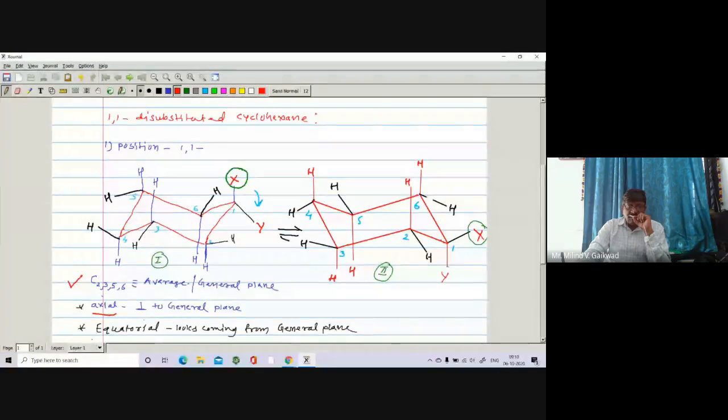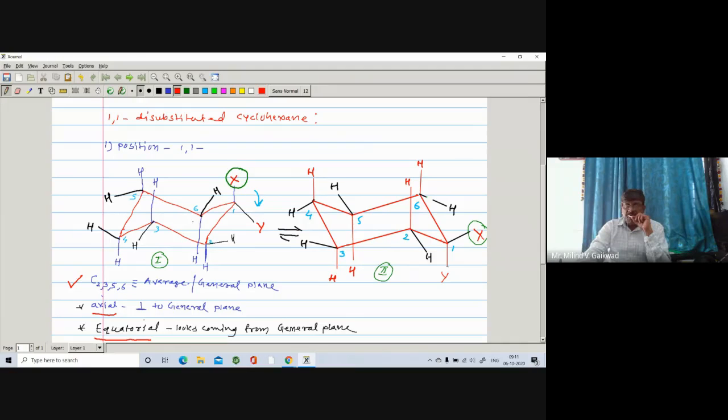Similarly, equatorial bonds are those that look like they are coming out from the general plane. Here if you take the general plane 5, 6, 2, 3, then the bond Y on carbon 1 is equatorial. It looks like it is coming out from the general plane. So they are called equatorial bonds. So here you have seen the concept of axial bond and equatorial bond, right?